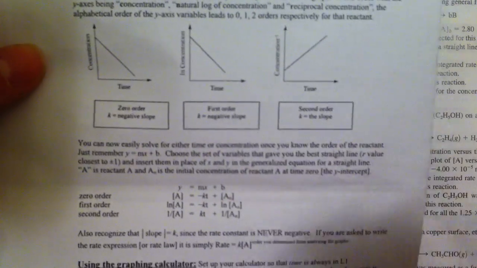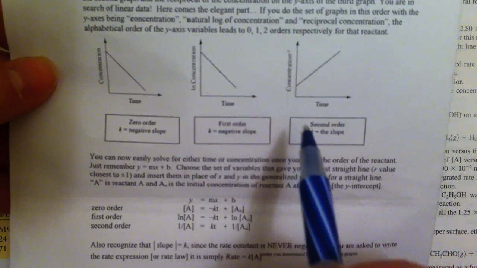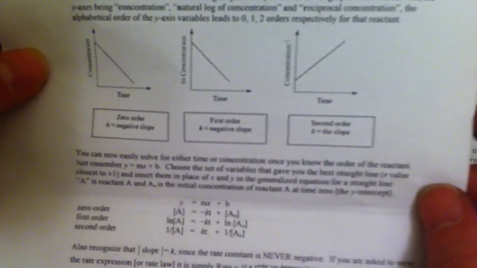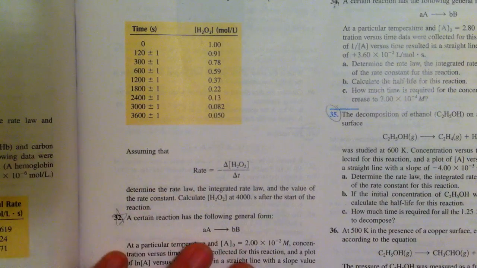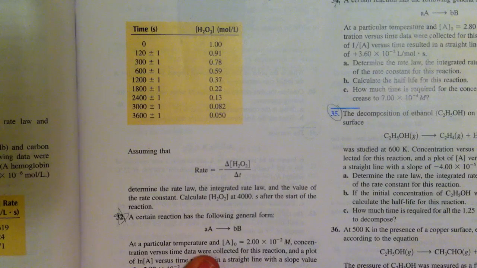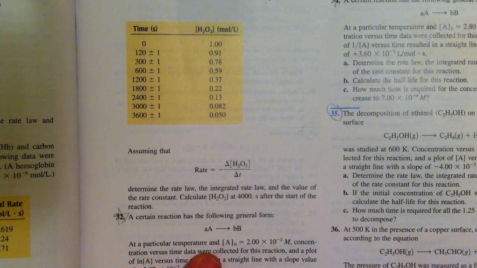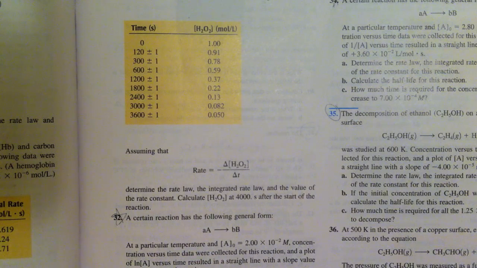So if we look here, it's going to be zero order if the concentration versus time is linear. It's going to be first order if the ln of the concentration versus time is linear. And it's going to be second order if 1 over the concentration versus time is linear. So we're going to put it in our calculator and see which one gives us the straightest line. Whichever graph gives us the straightest line, then we'll know what order it is, and we'll also know some other really important information about it.